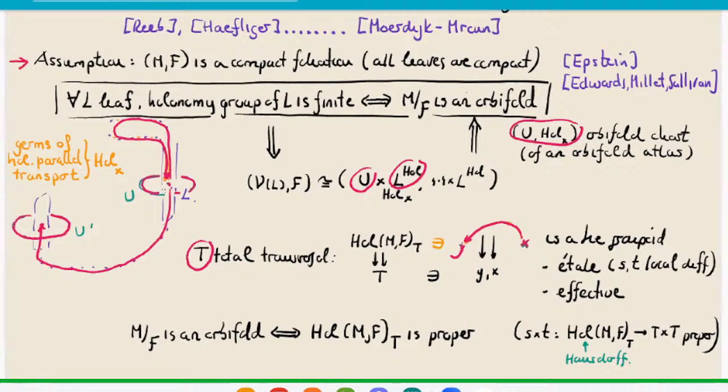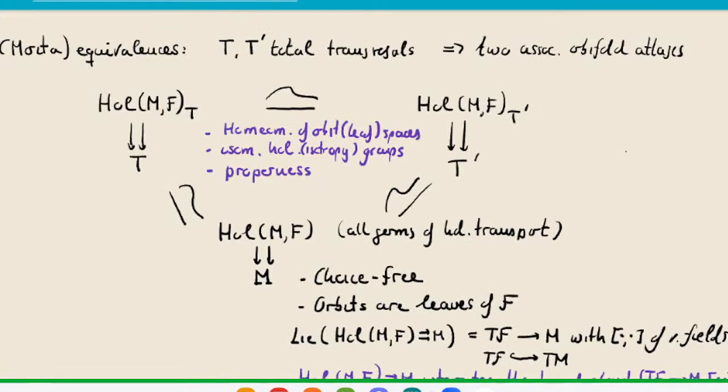Now, how does one encode the information that the leaf space is an orbifold using this holonomy groupoid over the transversal T? Well, it's easy to check that one way of stating the condition above is saying that this holonomy groupoid over the transversal is proper. That means that it has to be Hausdorff, and that the map that sends each arrow to its source and its target has to be a proper map. Okay. Now, this construction uses, if you want, an orbifold atlas or a total transversal T, and one can do the same thing with a different total transversal.